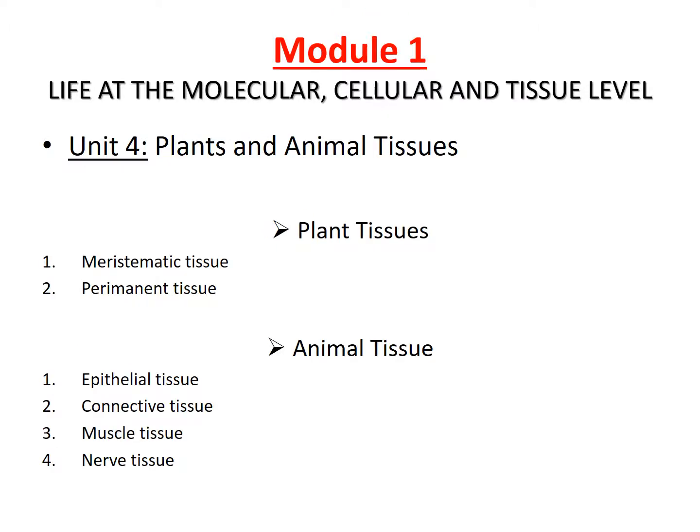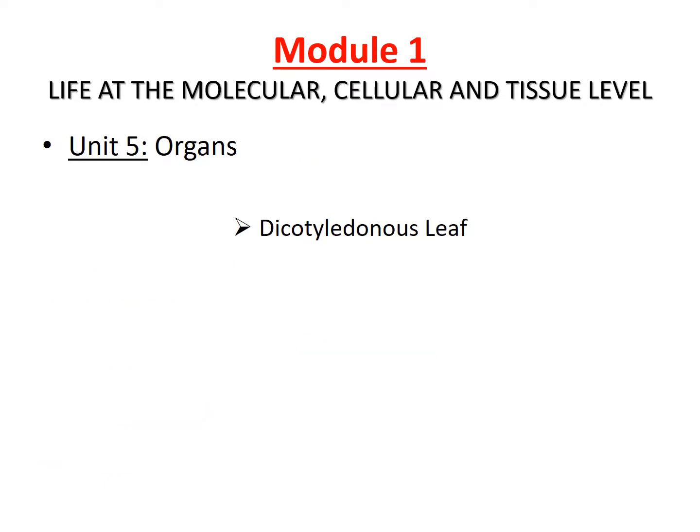And then we're going to look at unit 4, plant and animal tissues. Under plant tissues, we're going to look at meristematic tissues and permanent tissues. Under animal tissue, we're going to look at epithelial tissue, connective tissue, muscle tissue, and then nerve tissue. So these are the 4 animal tissues. And then lastly, we're going to do unit 5, organs: the dicotyledonous leaf. This is an example of an organ for unit 5. And that will be all for term 1.